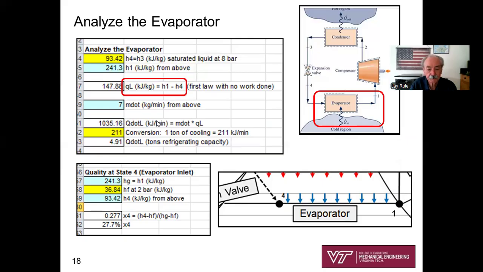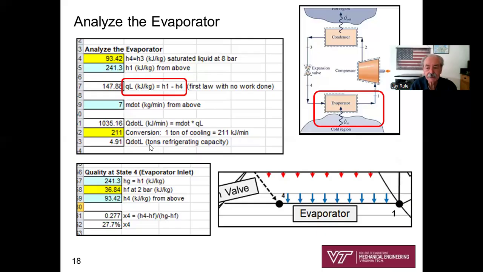1,035 kilojoules per minute. And now what pays off is that work I did to fish out the conversion factor of kilojoules per minute to 1 ton of cooling, 211 kilojoules per minute in 1 ton of cooling. I'm going to check my units to see that I've got to divide by 211. So I've got Q dot L is 4.91 tons.